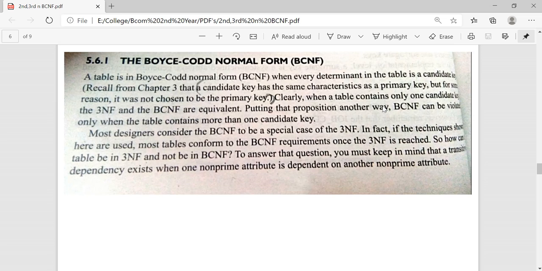That is when the table is having only one candidate key. Otherwise, if it is having more than one candidate key, then you have to again split the table which is in third normal form to convert it into BCNF, that is Boyce-Codd Normal Form.